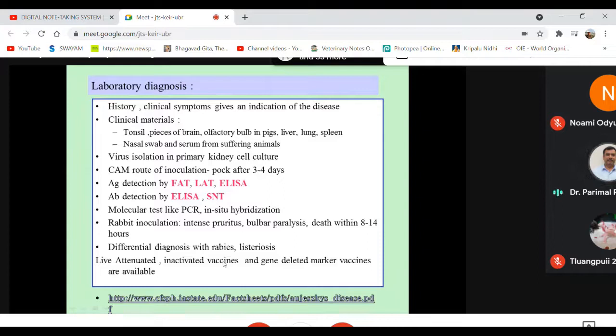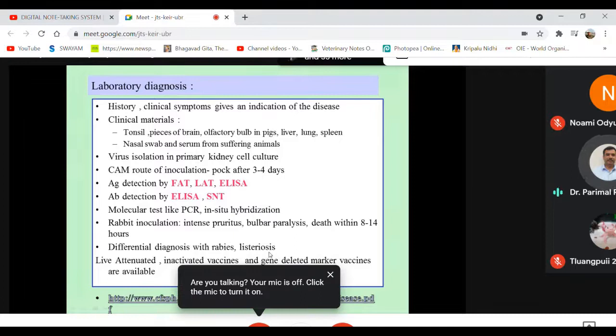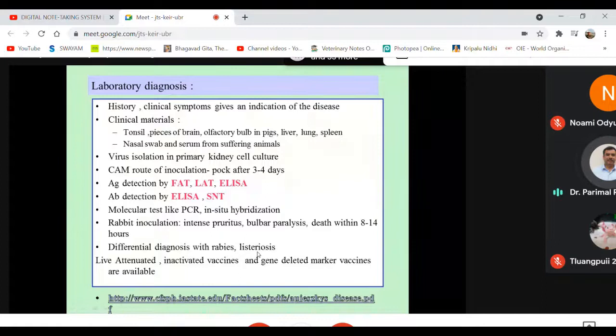So, certain differential diagnosis with rabies and listeriosis. Listeriosis is very common in sheep, cattle, as well as the pig. There also we know Listeria monocytogenes mainly causes listeriolysin O. They may cause this kind of nerve lesions, so they have to be differentiated from those kinds of diseases.